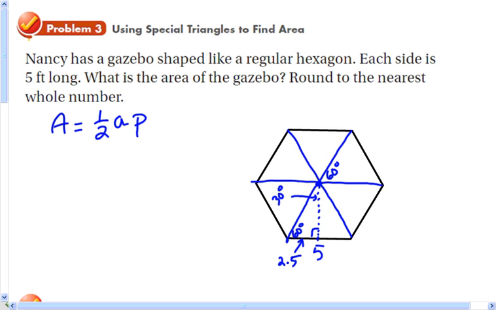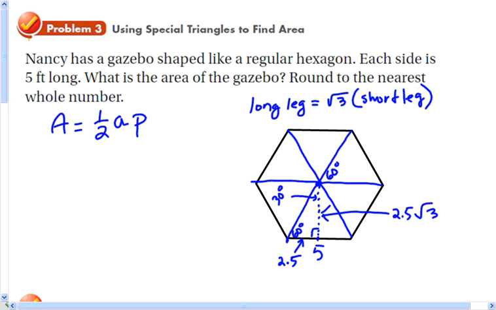From what we did earlier, we know that the long leg in a 30-60-90 triangle is equal to the square root of 3 times the short leg. And the long leg just happens to be the apothem. So that line right there is 2.5 times the square root of 3. So now I have everything I need.